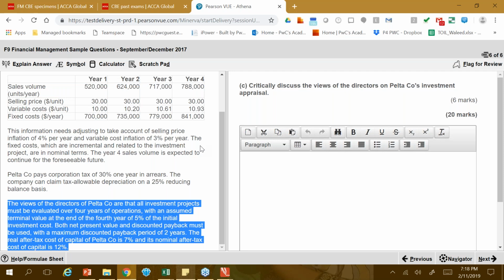Then both NPV and discounted payback must be used. Well, fine, but isn't NPV far superior? So if NPV gives you a decision, then we can just ignore the discounted payback. With a maximum discount period of 2 years. Well, who came up with this idea of 2 years? Well, these are some of the things on which we need to do a critical discussion. So it is not statement, it is not listing, it is discussion. So let's do this critical discussion on some of the points which we have just read now.